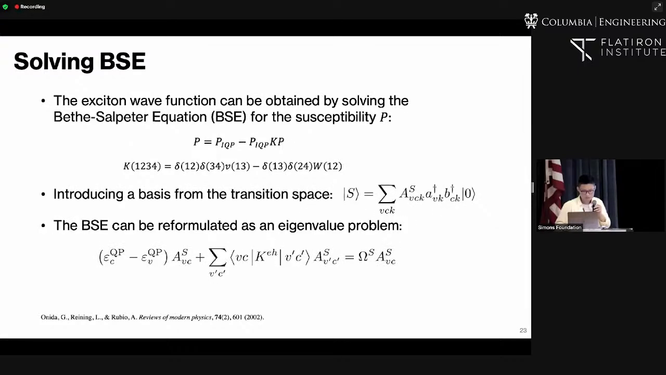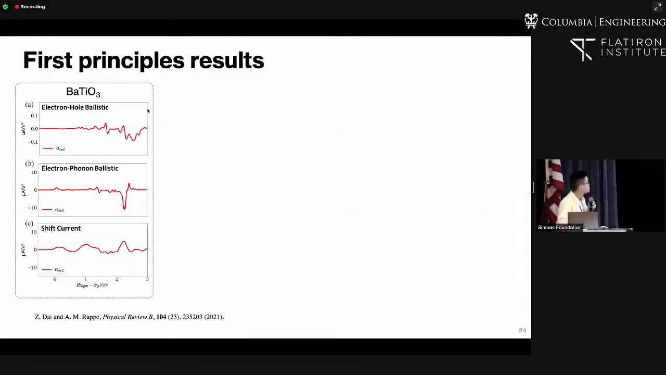I think many of you are very familiar with this technique. This is all done in BerkeleyGW. So I'm showing you some first-principles results, still for barium titanate. The result here is obtained from the diagrammatic method. You can see that they still have a very different line shape than the electron-phonon ballistic current and the shift current.